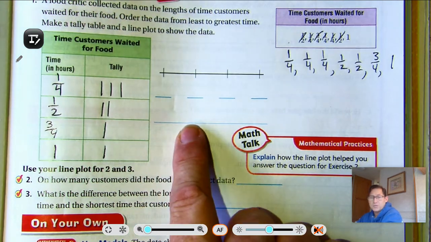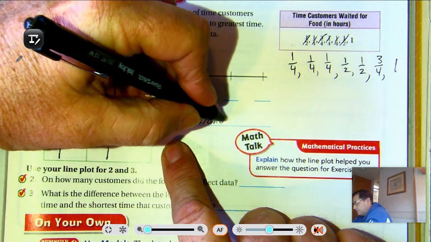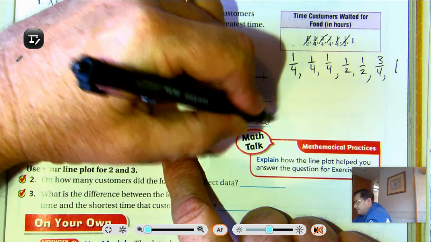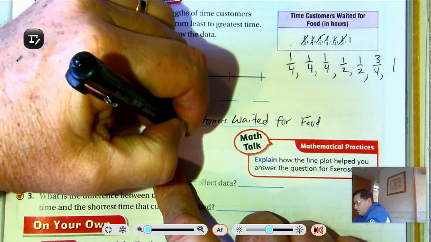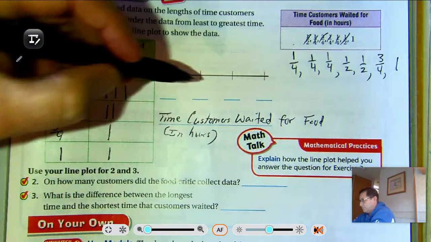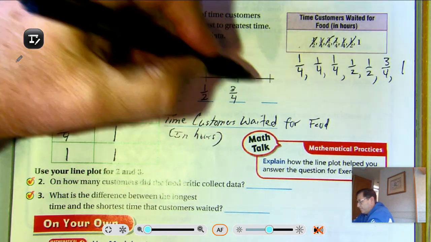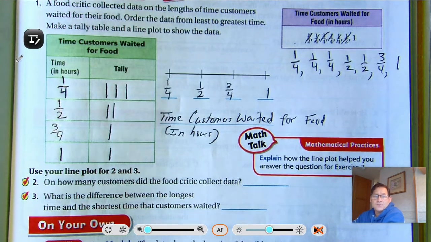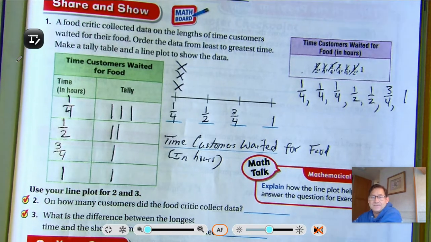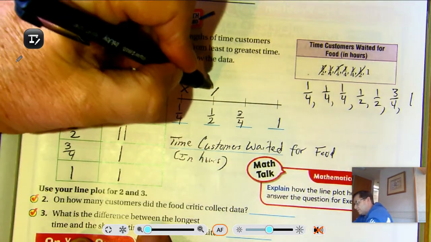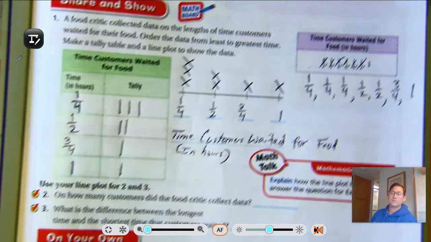So what's our title of our line plot? Time customers waited for food in hours. Okay, so the smallest unit was 1/4, then 1/2, then 3/4, and then 1. So 3 customers. The X's represent those customers that waited that length of time. Half an hour, 2 customers. 3/4, 1 customer. 1 hour, 1 customer.